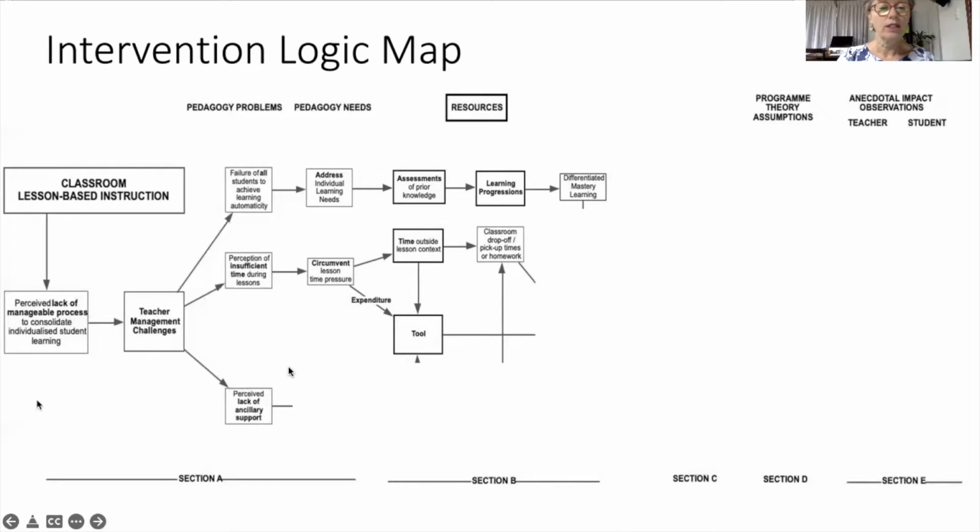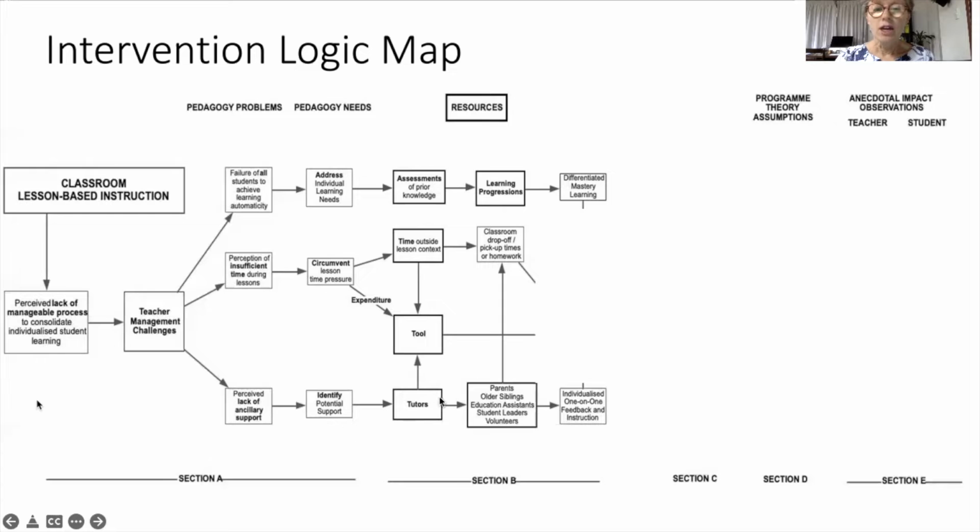Finally, this lack of support needed to be addressed. I considered that this support would be in the form of tutors, and the tutors that I found were parents or older siblings if the process was to be used for homework, education assistants, and a source that I hadn't considered before was student leaders. Most primary schools, which is the context that I was thinking about, do have student leaders who are looking for jobs to do, and those student leaders could come down before the school bell in the morning and assist with parents, volunteer parent helpers. These tutors then provided individualised one-on-one feedback and instruction, and the content was fairly simple.